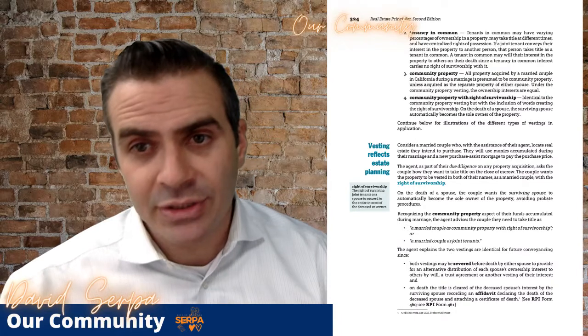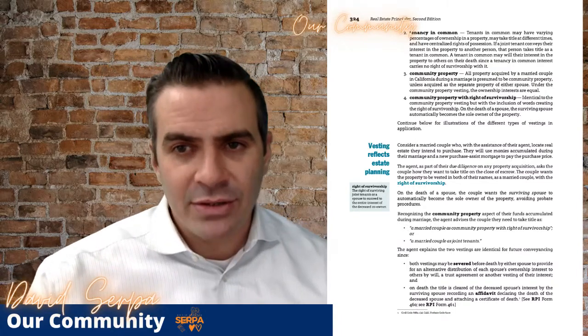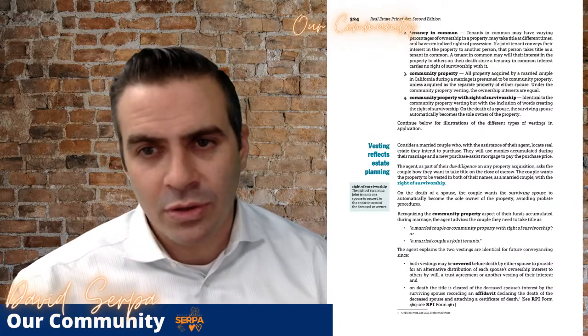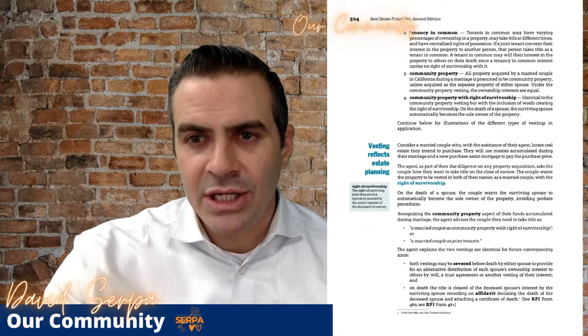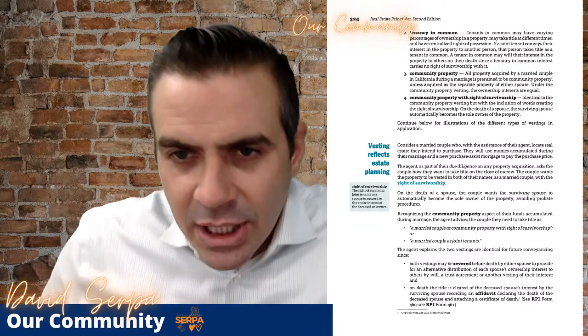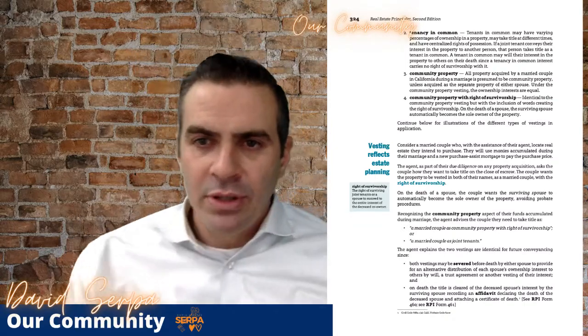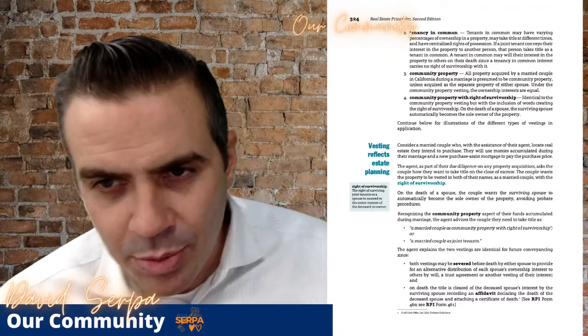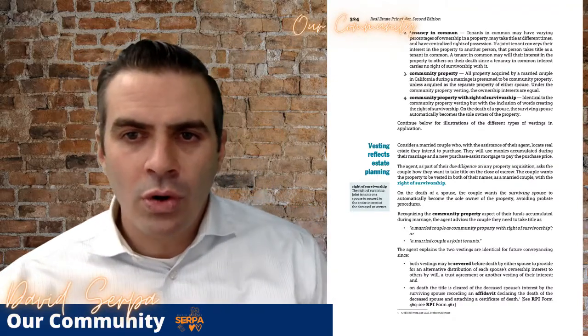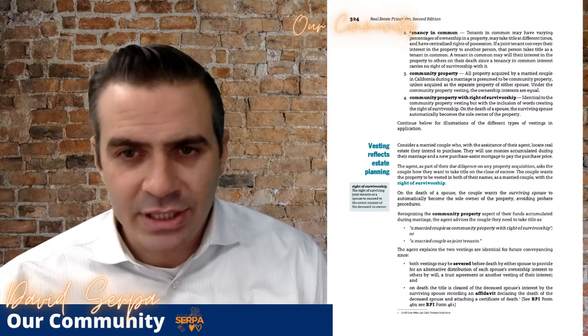On the death of a spouse, the couple wants the surviving spouse to automatically become the sole owner of the property, avoiding probate procedures. Recognizing the community property aspect of their funds accumulated during their marriage, the agent advises the couple they need to take title as a married couple as community property with the right of survivorship, or a married couple as joint tenants.